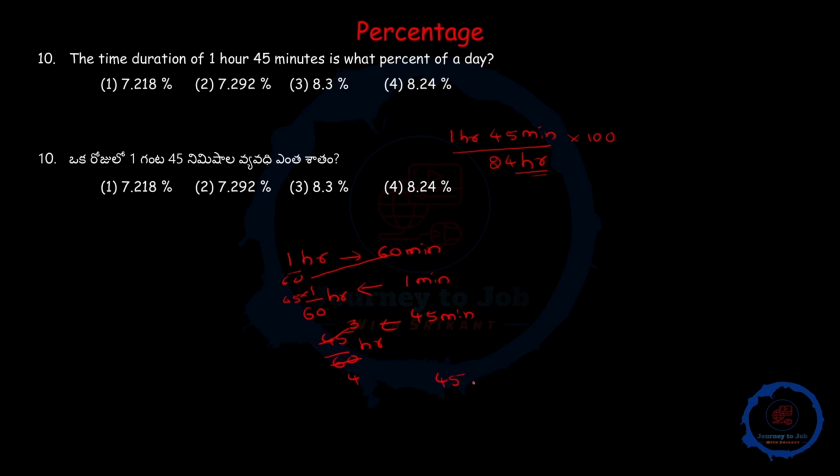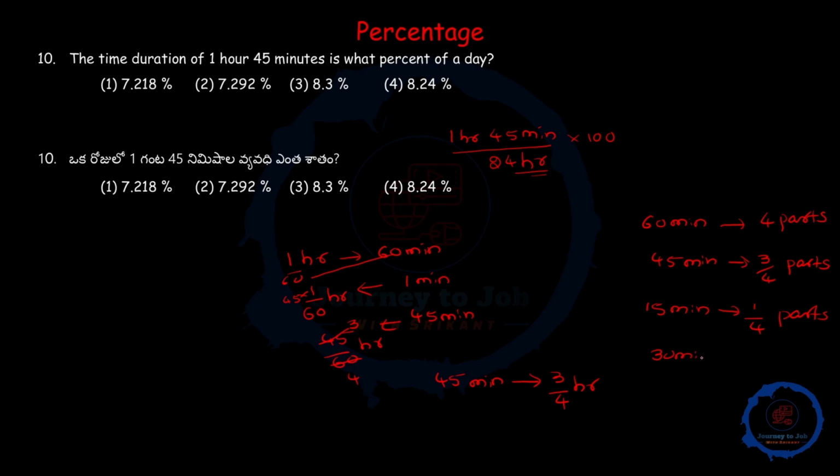So finally, 45 minutes means 3/4 hour. If 60 minutes is considered as 4 parts, then 45 minutes will be 3/4 parts. Similarly, 15 minutes means 1 by 4 parts. 30 minutes means 2 by 4, and 2 by 4 means 1 by 2 part. You have to remember this.